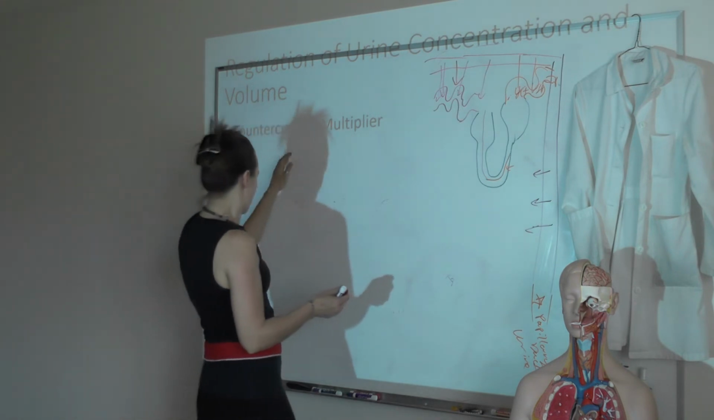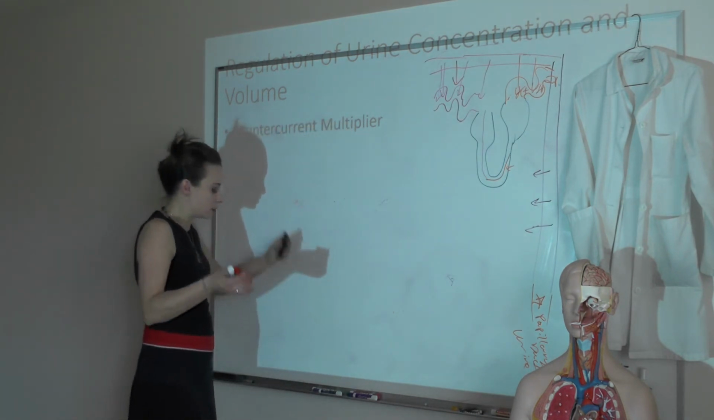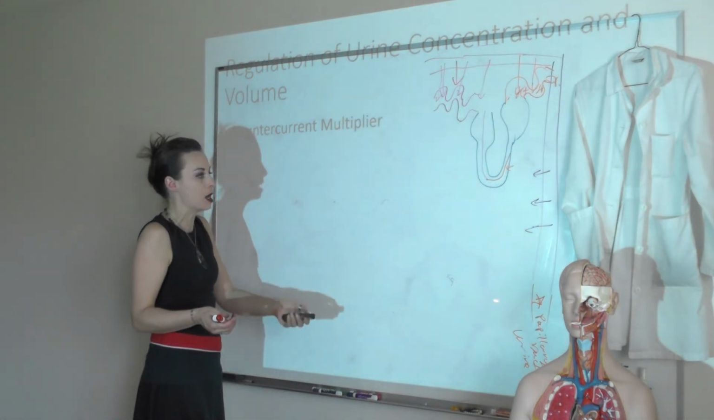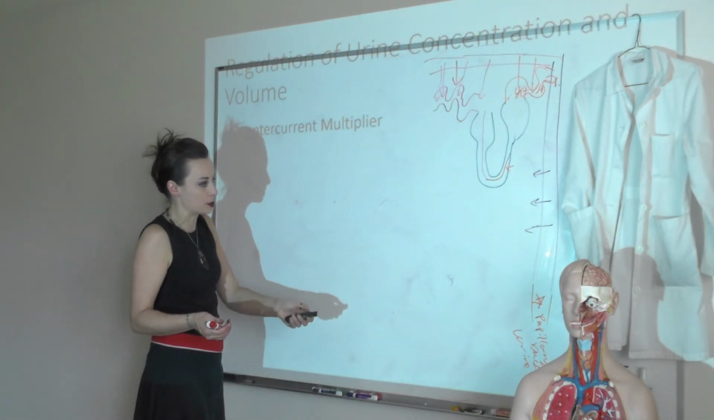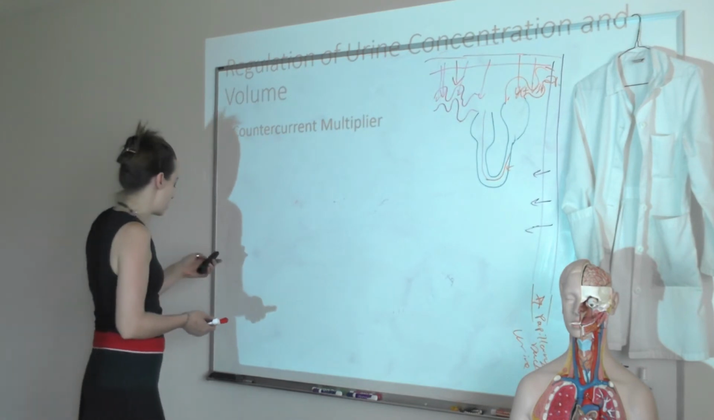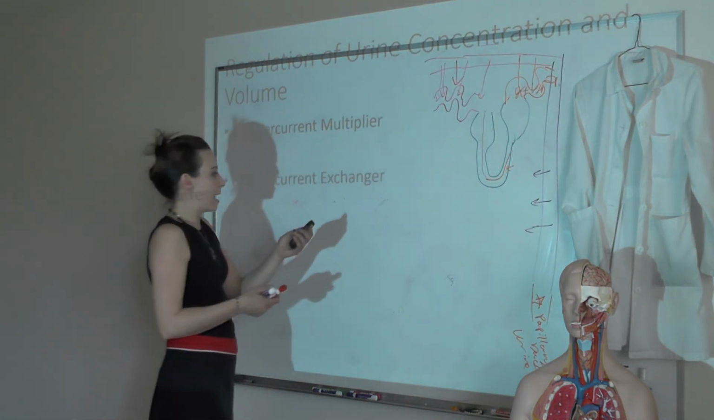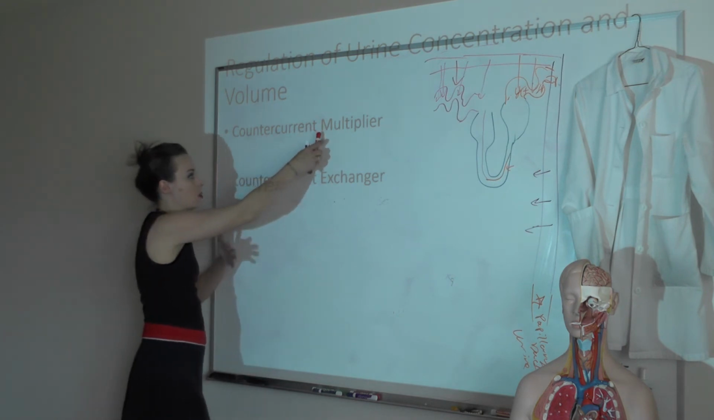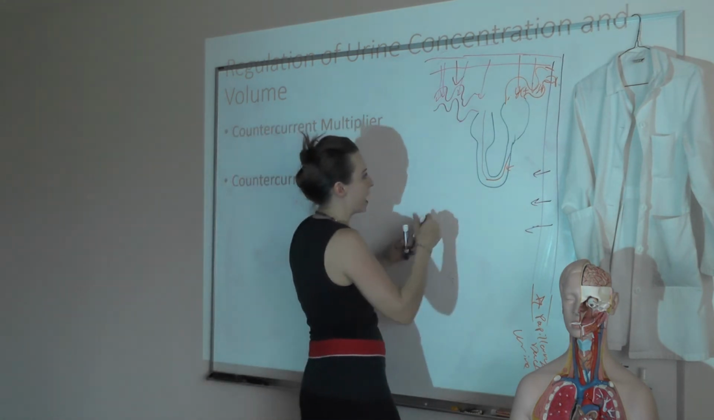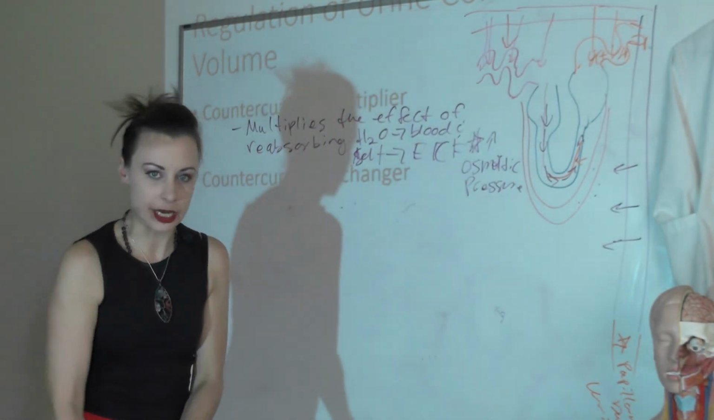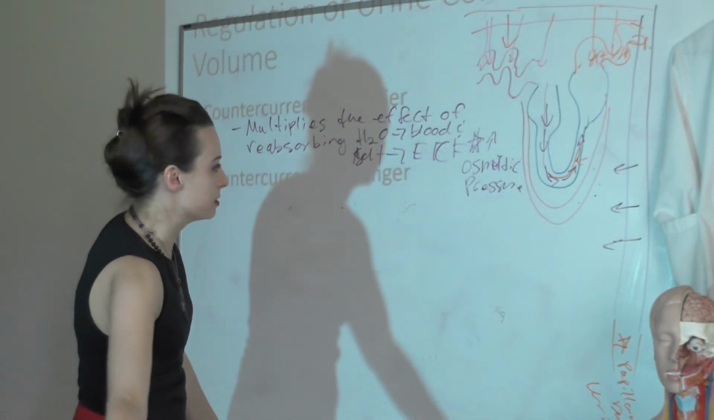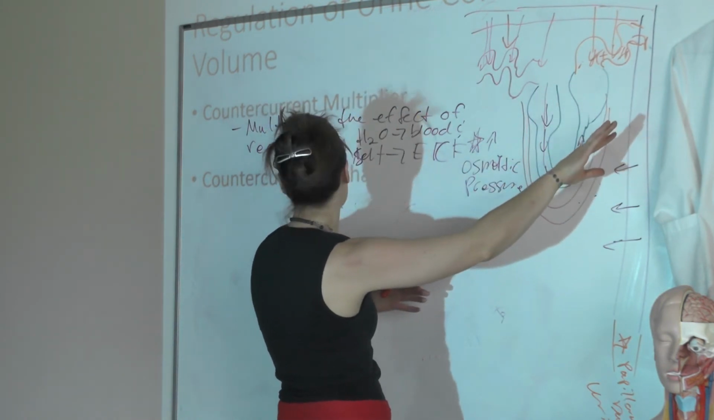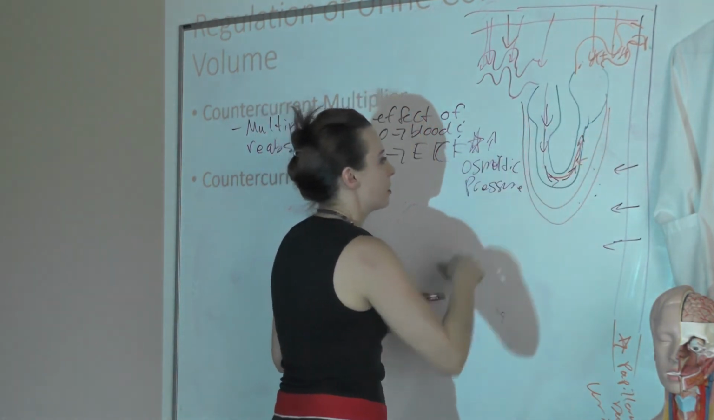If we look, we set up two systems that are going to help to increase the concentration of the interstitial fluid here so that we can have maximal reabsorption of the water here. So the countercurrent multiplier and the countercurrent exchanger. Counter, opposite, current, flow, multiplier. We're multiplying the effect. Okay, so the multiplication effect happens as we multiply the effect of actively pumping out salts up here.